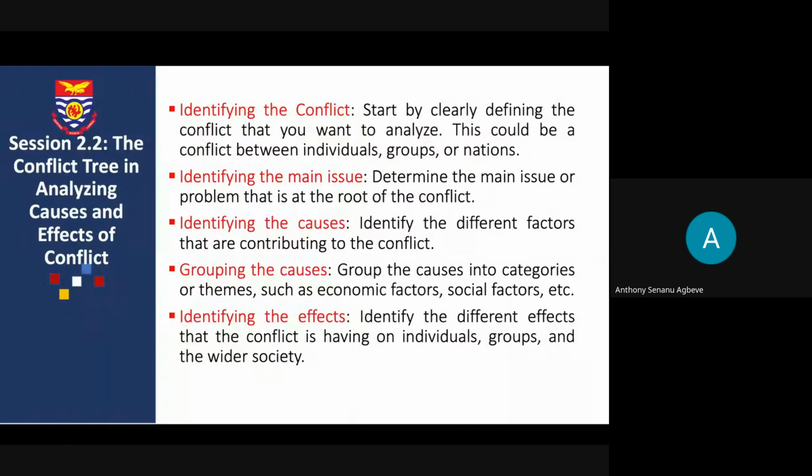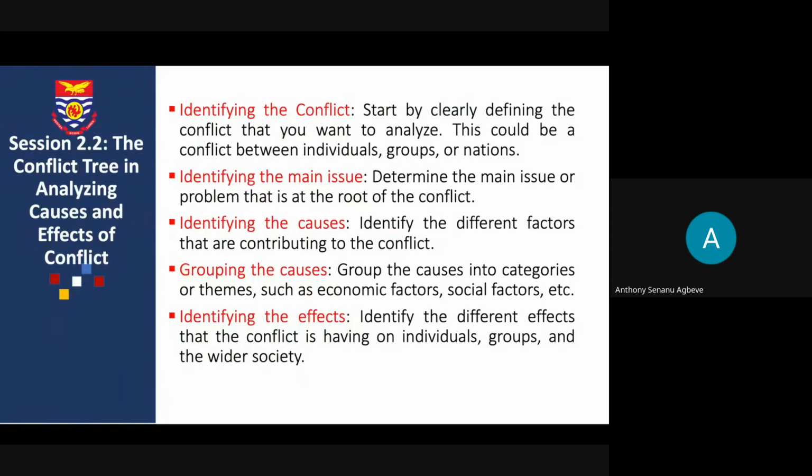So having identified the main issue, then you move on to identify the causes of the conflict. What is driving this religious conflict? Maybe Muslims and Christians. The Christians probably might say that, well, this is a Christian dominated community, and the Muslims have come to invade our community. So we do not want them. They should go back to wherever they come from, right? So you identify the causes.